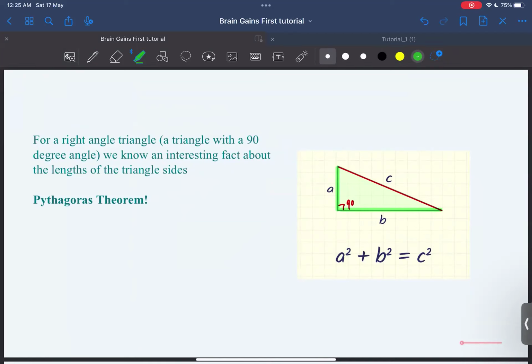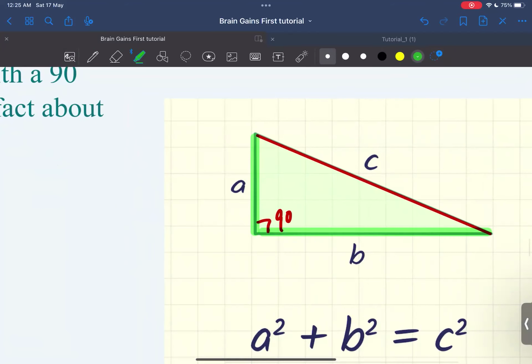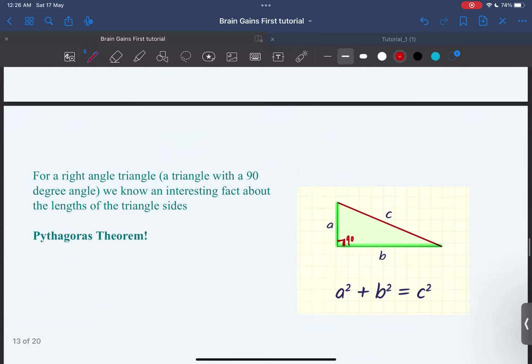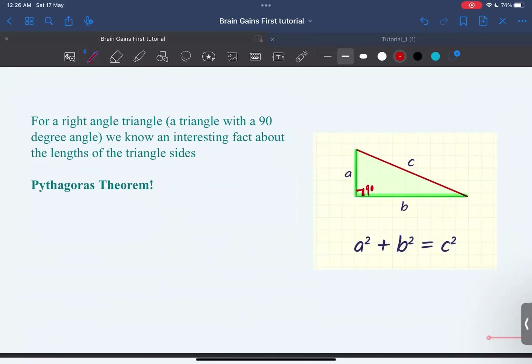Does that make sense to everyone? Yes, exactly. So the hypotenuse is the longest side of the right angle triangle. You can also think about it as the side that is opposite the 90 degrees. So if this is our 90 degrees, the side that our 90 degrees doesn't touch is going to be our hypotenuse. Yeah. So okay, that's honestly all I had to talk about for Pythagoras.